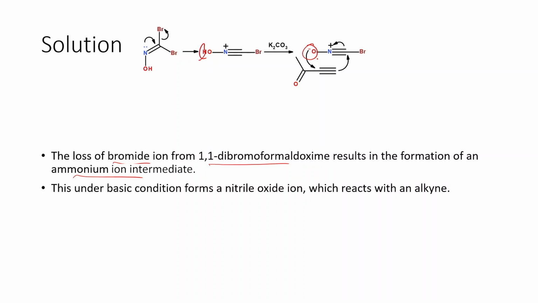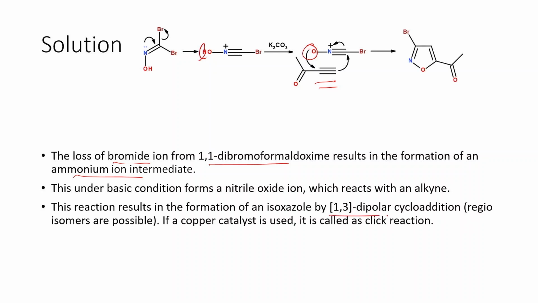So once we have an oxide anion and we have an alkyne here, so this is a nitrile oxide and an alkyne. Nitrile oxide and an alkyne generally undergo a cycloaddition reaction. This is nothing but the 1,3-dipolar cycloaddition reaction. So here we can actually get regioisomers. If we are using a copper catalyst in this reaction, that reaction is called the click reaction, and there is no possibility of any regioisomers. We will specifically get one particular product. So this nitrile oxide reacts with an alkyne to give an isoxazole derivative.